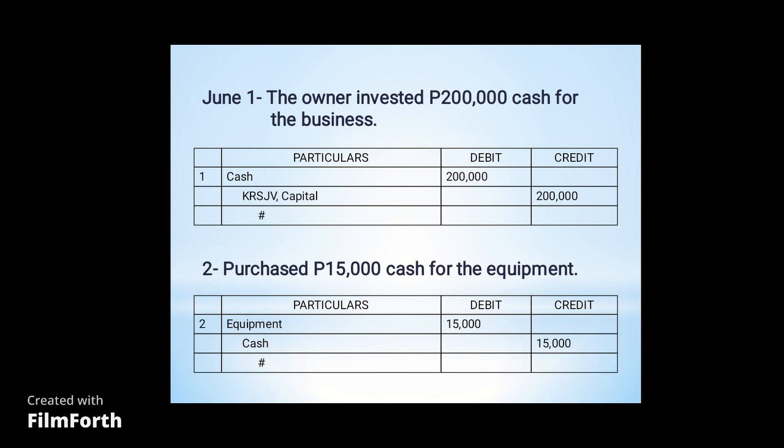In the June 2 transaction, why do we need to credit the cash? So where does cash belong? And what is the nature of the cash? Is it on the debit side or credit side? So cash is an asset, and the nature of an asset is they are on the debit side. So in this transaction, we need to credit cash because we purchased equipment needed in our business. So meaning, nabawasan yung cash natin.